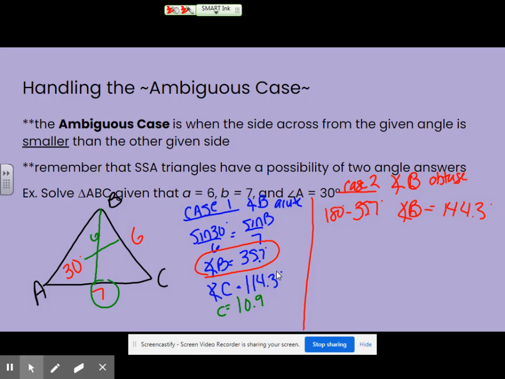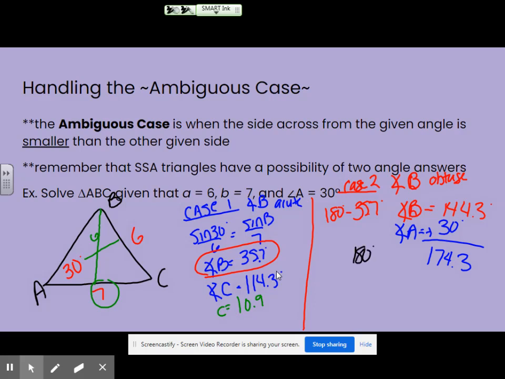I have two values that I could have for B, and it's possible that both of these are right, but we have to check that, right? So how do we check it? We have our newly found angle, that 144.3 degrees, and we have the original angle that we're given, that 30 degrees. We check by adding them together. 30 plus 144.3 is going to be 174.3. I'm going to compare whatever number I got to 180.